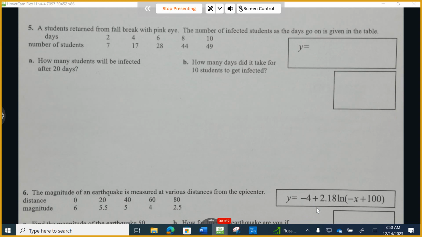Number 5, we're going to practice this as if we're taking a question from an advanced placement test, and so we're not asked to show all of the algebra in order to achieve the correct answer. A student returned from fall break with pink eye, and the number of infected students as the days go on is given in the following table.